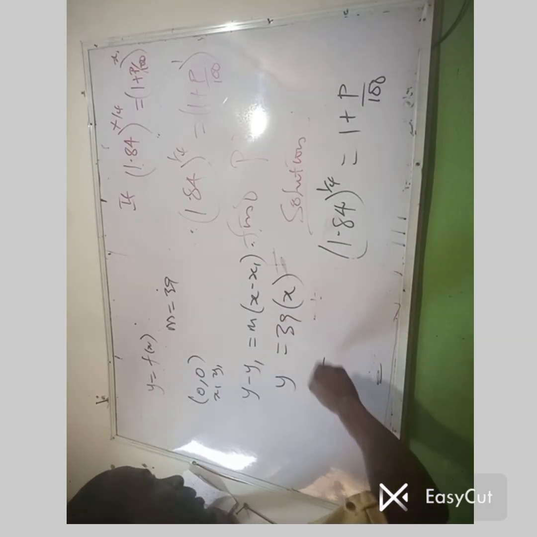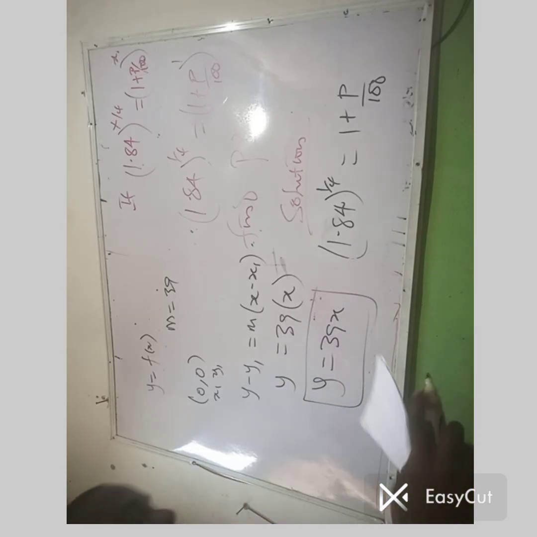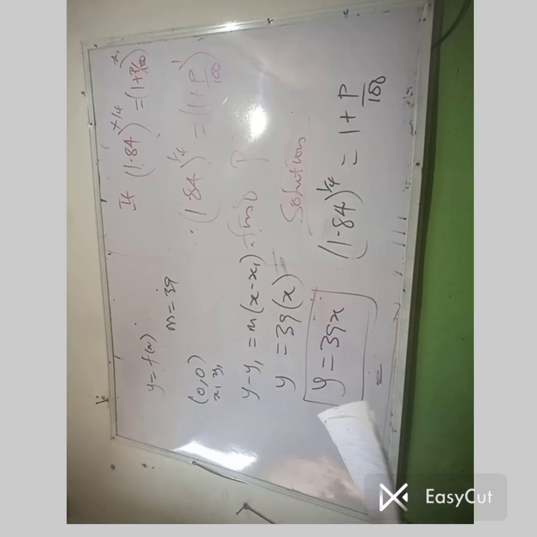So then the equation becomes 39x. This is the equation of that line. So you can see that this is simple. This is not even supposed to be here. It's not part of the equation. It's too simple.